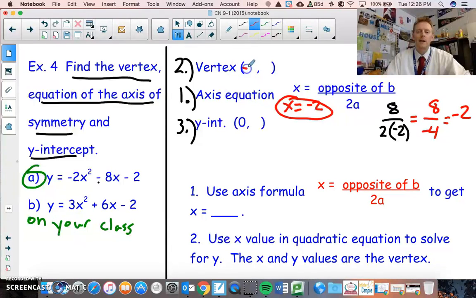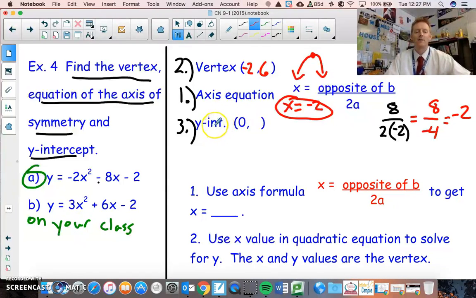Now I'm going to use that -2 as my x value and I'm going to plug it into the equation. So I take my trusty calculator. I type in -2 (-2)^2 - 8(-2) - 2. So I type it in like that and I get the answer of 6. So then I put a 6 up there for my y value of my vertex. So my sketch of this parabola is going to be looking like this. This is going to be at (-2, 6).